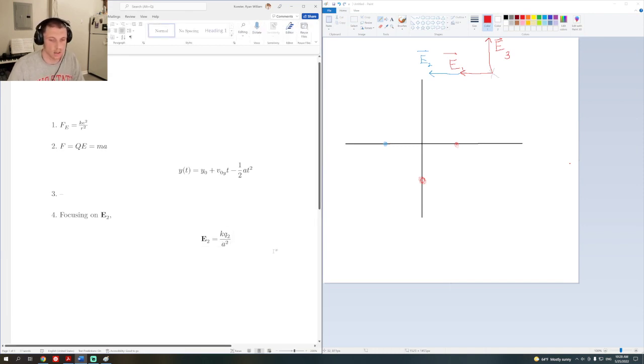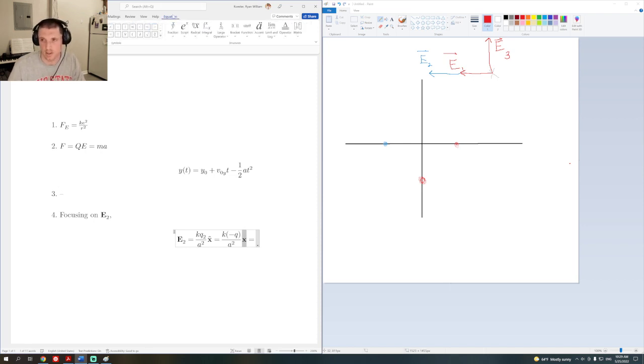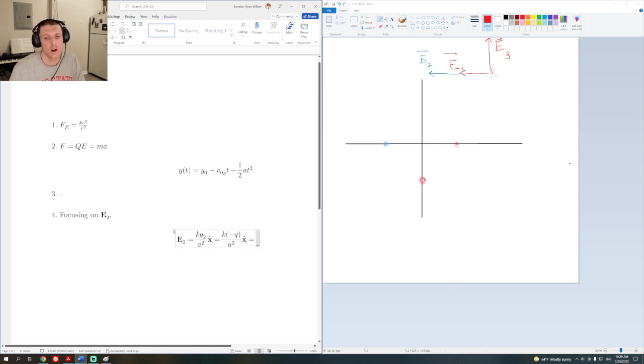So if I want to make this a vector, I'm just going to tack on an x hat here, like so. Notice that if I substitute in what I'm given in the problem statement for the charge, I write k times negative Q over a squared x hat. And the point is that this is directed along the negative x axis, as we expect for a negative charge.